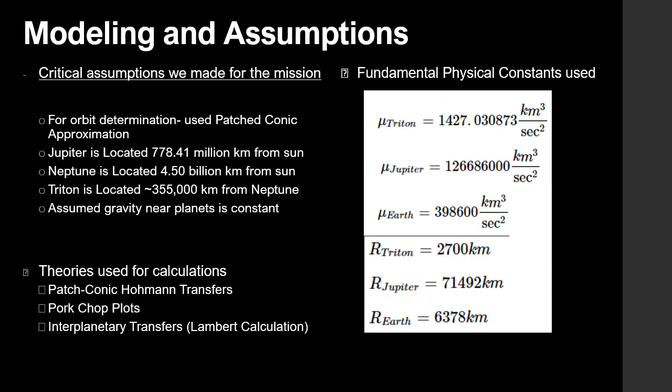Throughout the duration of this project, we made several critical assumptions, including the location of Jupiter, Neptune, and Triton, assuming constant gravity, and we also used patched conic approximation for our orbit determinations. For our calculations specifically, we used several theories, including patched conic Hohmann transfers, pork chop plots, and Lambert calculations for interplanetary transfers. We also defined several physical constants, including the mu value of the different planets along with their radii.